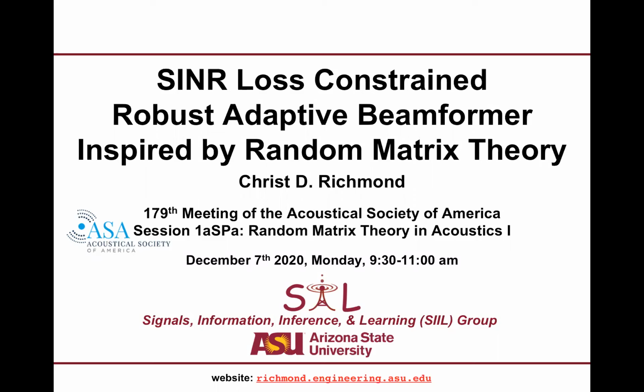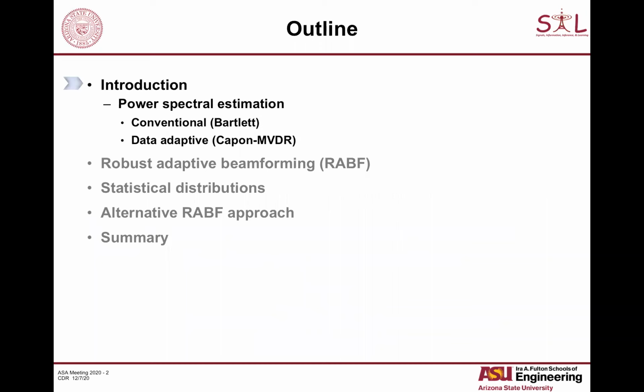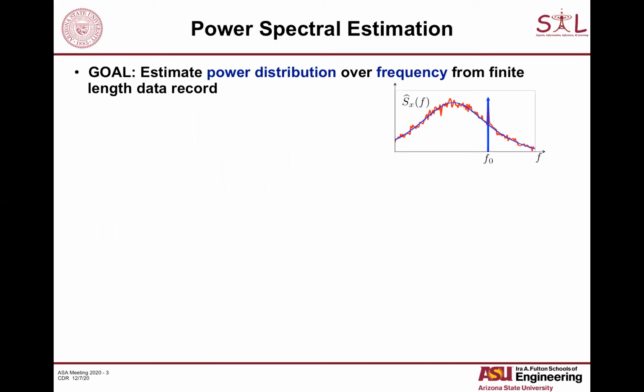Good morning. This talk will present a slight variation on robust adaptive beamforming that was motivated by an analysis of spectral estimates using random matrix theory. I'll remind you of two classical spectral estimation approaches, one conventional and the other adaptive, and then I'll provide a brief review of robust adaptive beamforming that motivates that we take a closer look at the distributions of two statistics. This leads to an alternative robust adaptive beamforming approach that we'll discuss in more detail.